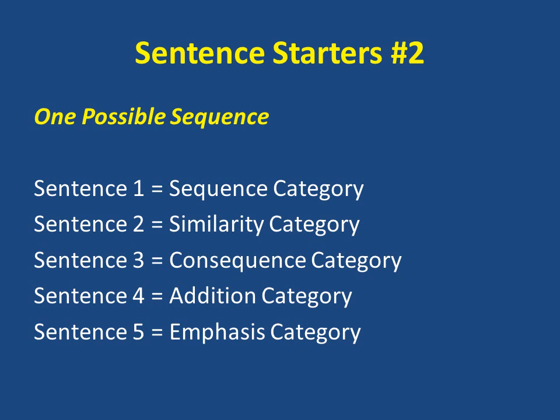Now there are many different sequences that we can use from handout number 2, sentence starters number 2. I am going to use the following sequence. I'm going to start with the sequence category, then I'm going to go to a similarity, third consequence, sentence 4 addition, sentence 5 emphasis. You do not have to use this sequence, but for the model response that we're going to do together, this is the sequence we will be using. So identify on your handout these categories: sequence, similarity, consequence, addition, emphasis, and let's get started.